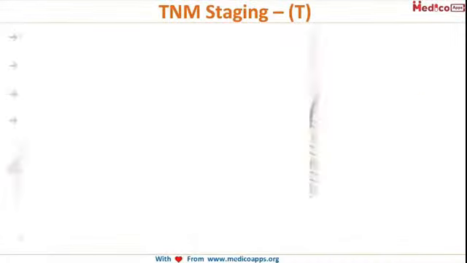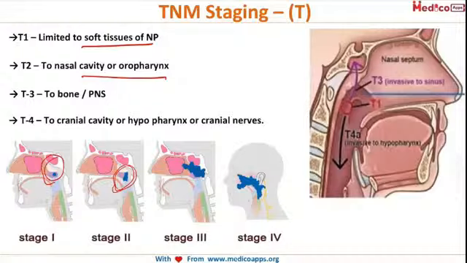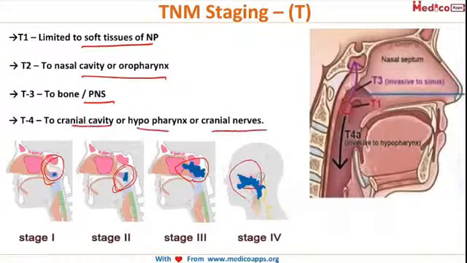Now we have to understand the TNM staging as well. So T1, the tumor is limited to the soft tissues of the nasopharynx. T2, as you can see in this image, it is going to the nasal cavity or the oropharynx. The blue mass over here is your tumor. So in stage 1, it is limited to soft tissues of the nasopharynx. Stage 2, it goes into the nasal cavity or oropharynx. And stage 3, as you can see, it is going into the paranasal sinuses. Then stage 4, it is going upwards into the cranial cavity or hypopharynx and starts involving the cranial nerves. The first to be involved is our sixth cranial nerve.